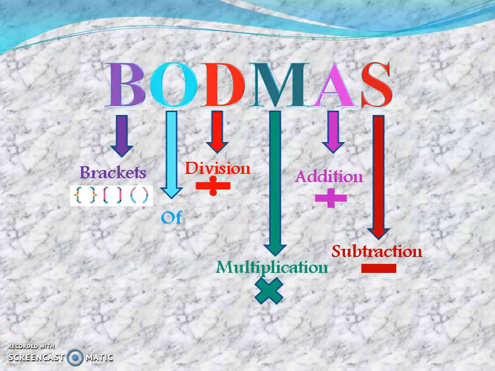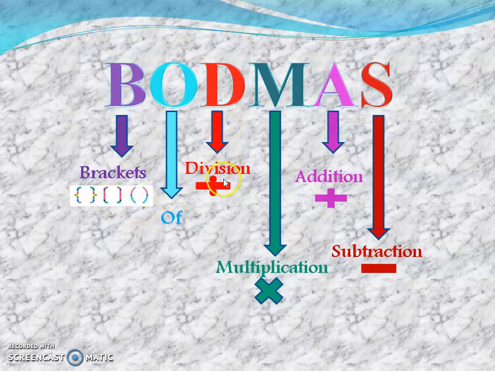In order to know about simplification, first of all, we need to know about the BODMAS rule, where B means brackets, O means of, D means division, M means multiplication, A means addition, and finally S means subtraction. This means, first of all, we need to remove the brackets, where there are three types of brackets. We have got curly bracket, square bracket, and small bracket.